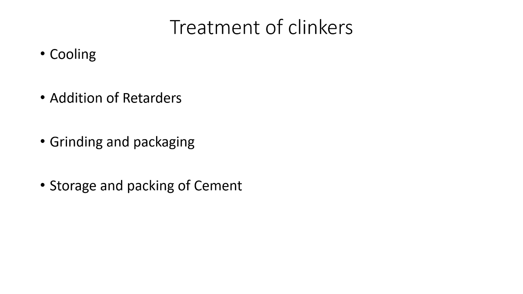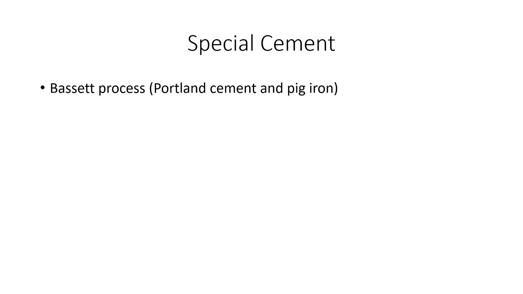So there are special types of cements also. That is, first is the Bassett process, Portland cement and pig iron. So the raw materials limestone, that is calcium carbonate, coke and iron ore, are burnt in a rotary kiln. So in the burning zone, molten iron is collected, from which pig iron is taken out separately. So that is the byproduct of this Bassett process.